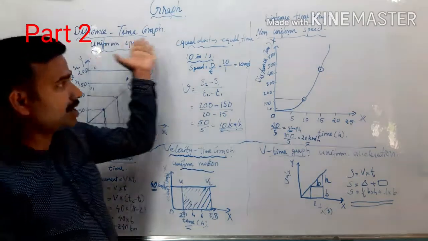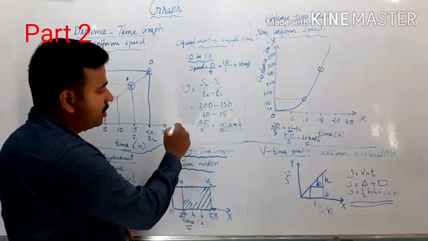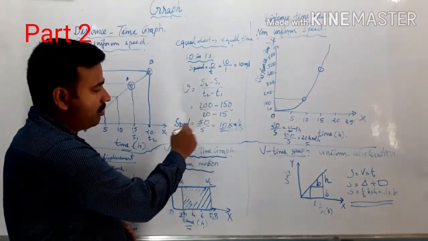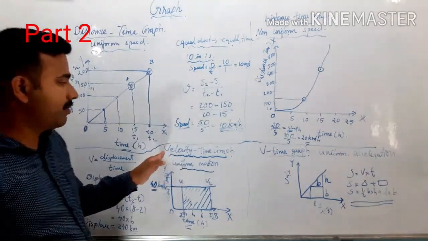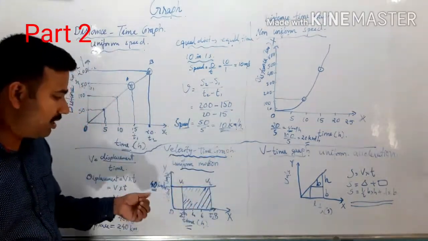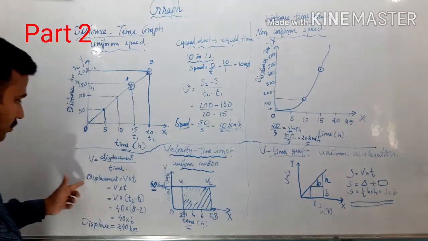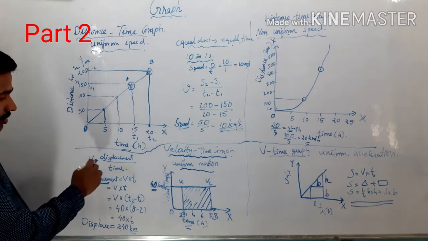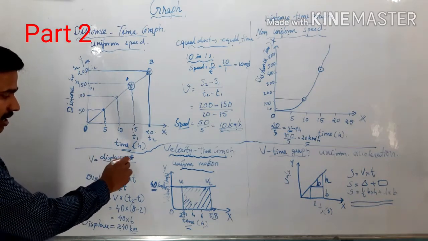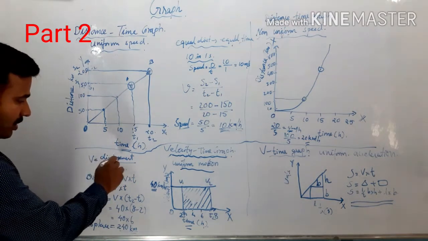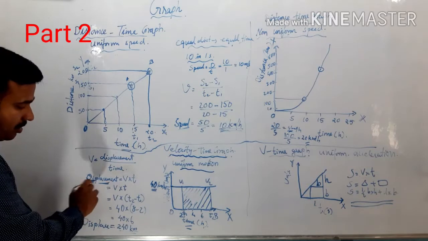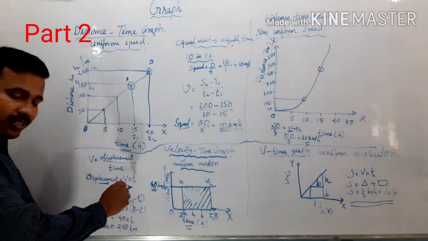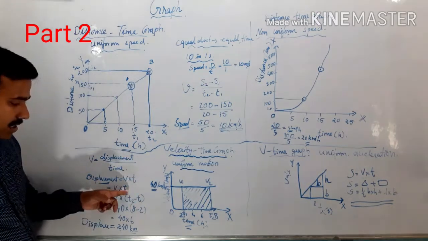From the distance time graph we calculated the speed of the object, and from the velocity time graph we are calculating the distance travelled, or the displacement, of that particular object. We already know that velocity is displacement divided by time, or displacement is equal to velocity into time.